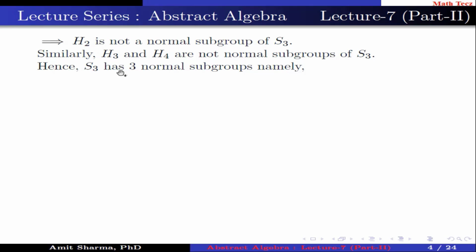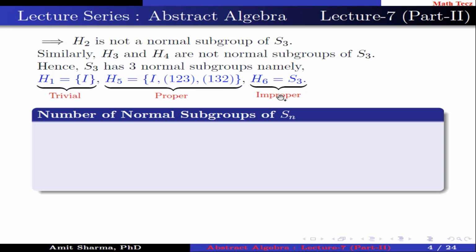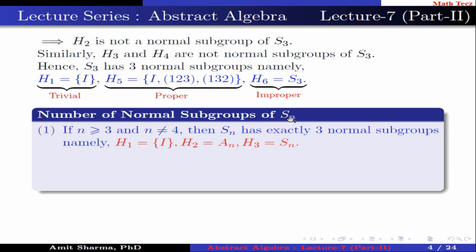Hence, S3 has 3 normal subgroups, namely H1 equal to identity, which is the trivial normal subgroup, H5, which is a proper normal subgroup, and H6 equal to S3, which is the improper normal subgroup. Next is the number of normal subgroups of Sn.